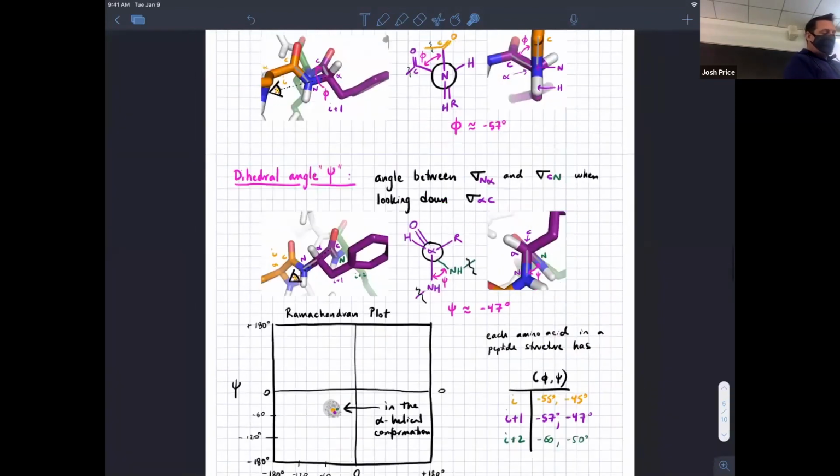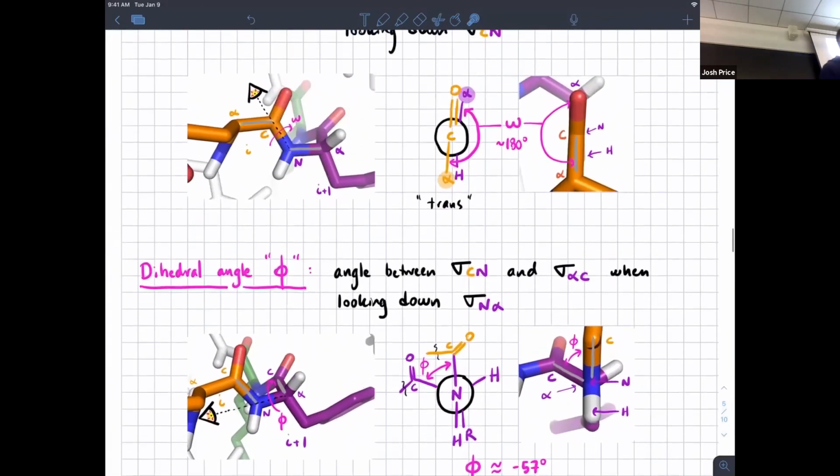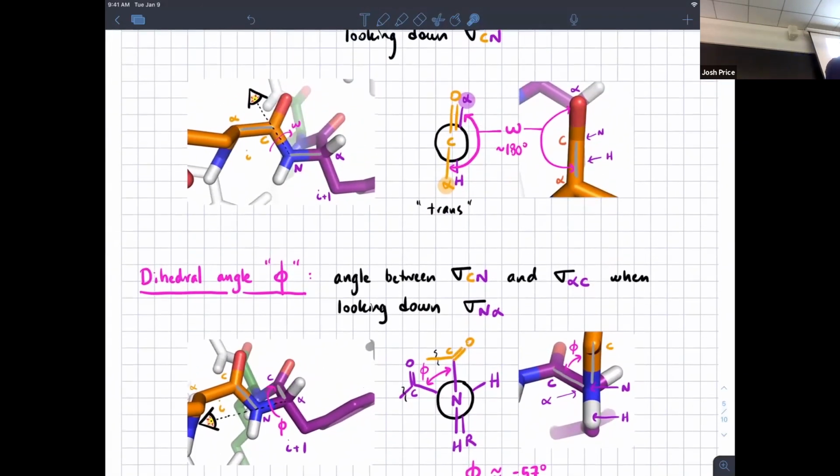So we'll continue on with chapter 2 next time. We've talked a lot about sterics. We're going to start talking about electronics, electronic things that stabilize specific conformations of molecules.